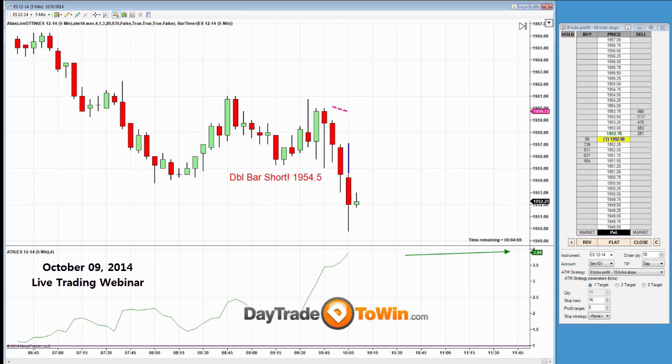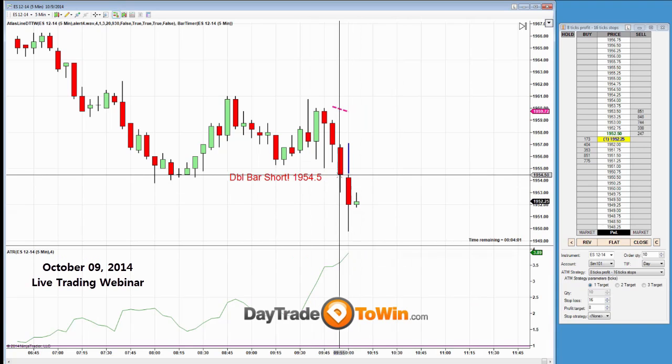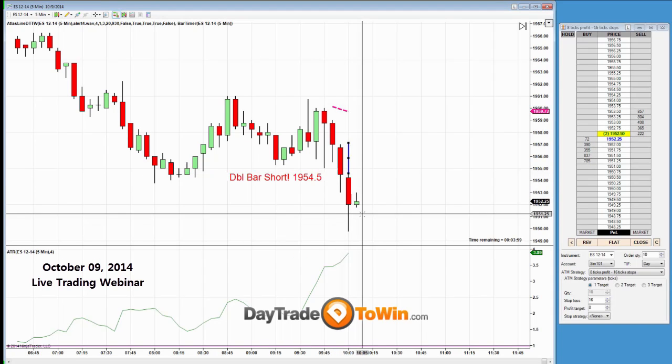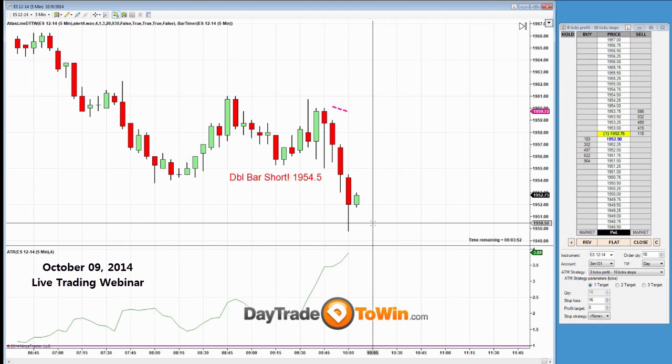And I can show you how I trail a stop as well. But let's say that you enter here at 1954.50 and the market doesn't do anything or doesn't go in your favor or just starts to whipsaw. A time element to hold this trade is very important because the longer you stay in a trade that's not going in your favor, the worse off you are.